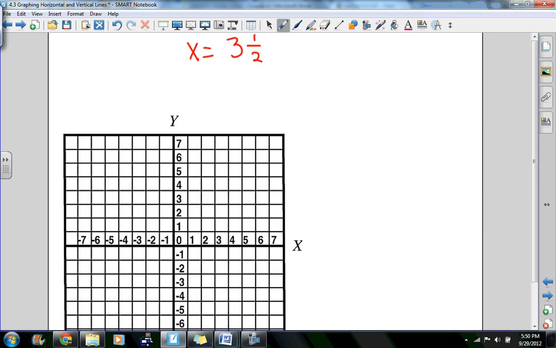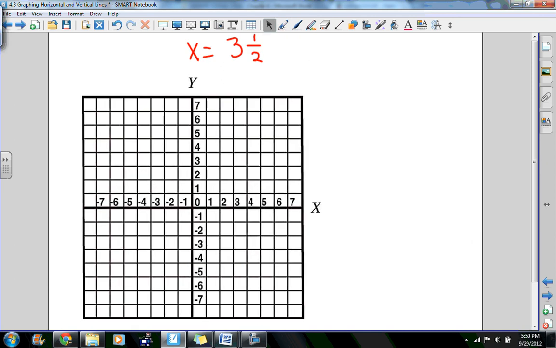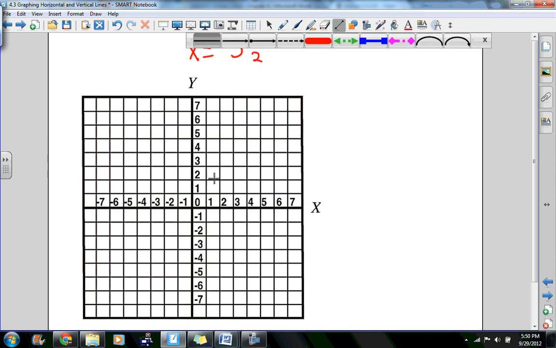I would like you to try this one on your own. Can't click the mouse. There we go. My handwriting was horrible there. Okay, for this one, we should have gotten a vertical line right here.